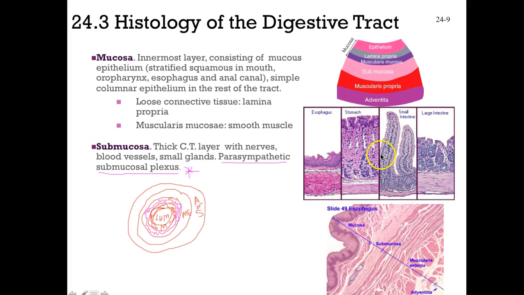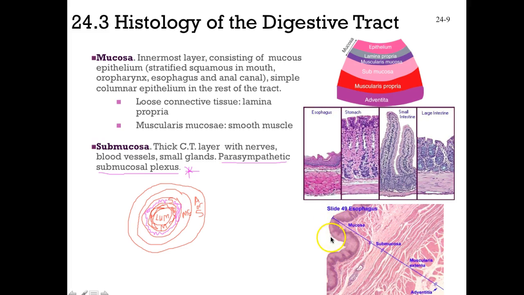And then same thing over here in our small intestines. The simple columnar epithelium are lined up next to each other right over here, so they're gathered around in this wave-like fashion. And then lastly, we have the large intestines here, and we've got that simple columnar epithelium in that region. And then the picture in the bottom here is one of the esophagus.